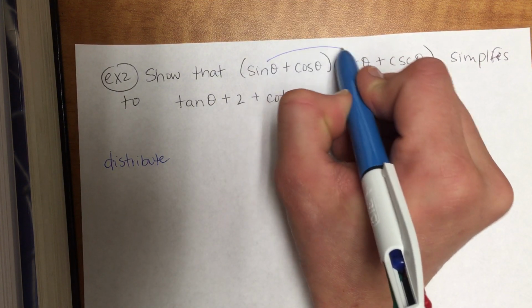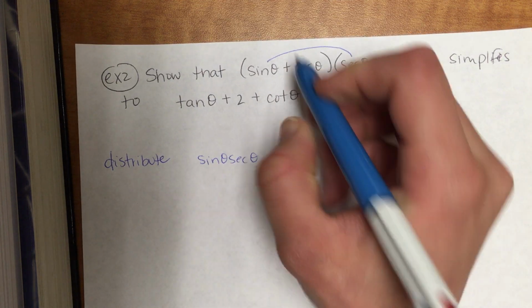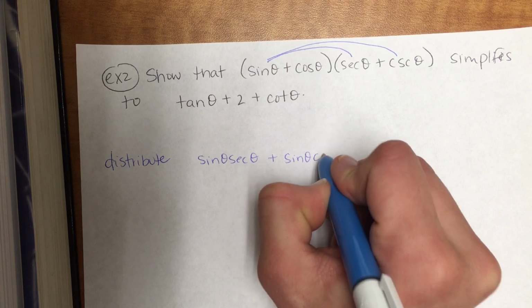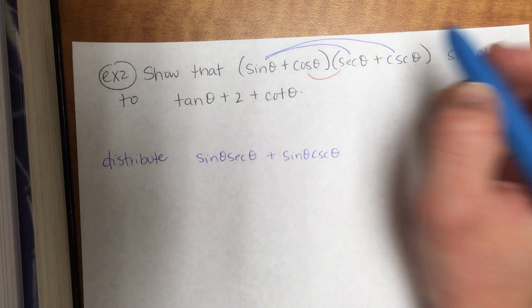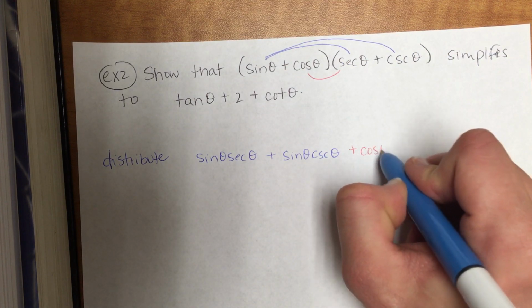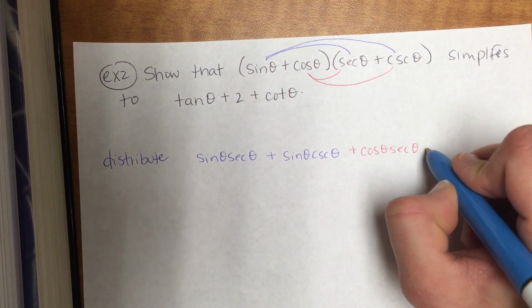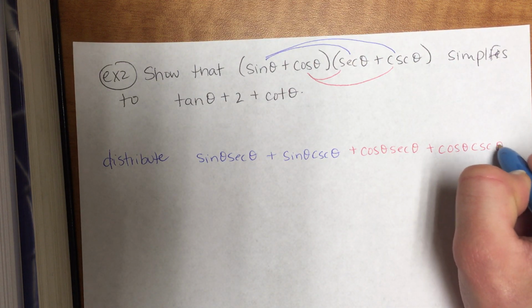All right, so I can distribute. Sine times secant is sine theta secant theta, and sine times cosecant is sine theta cosecant theta. Distribute your cosine, so cosine times secant is cosine theta secant theta. Distribute your cosine, cosine times cosecant is cosine theta cosecant theta.